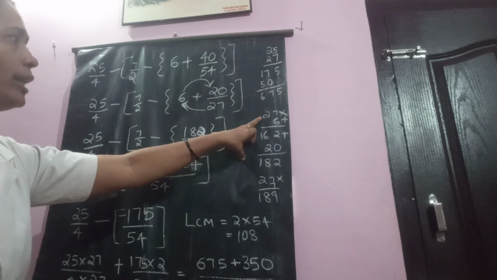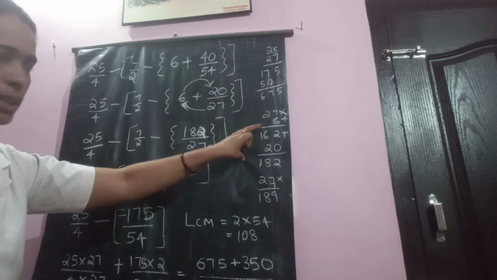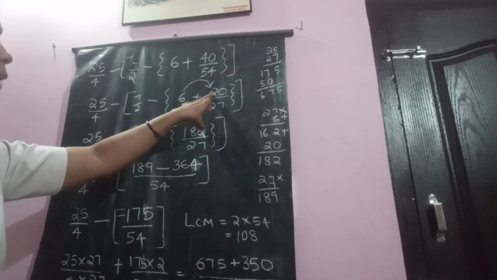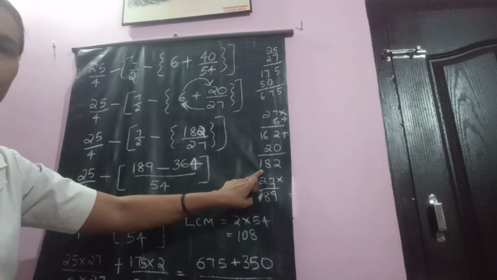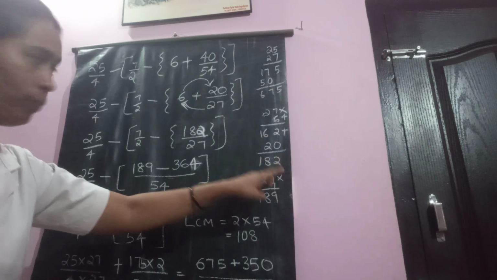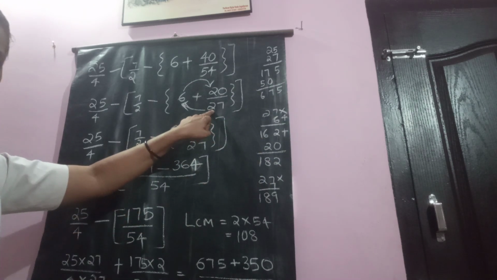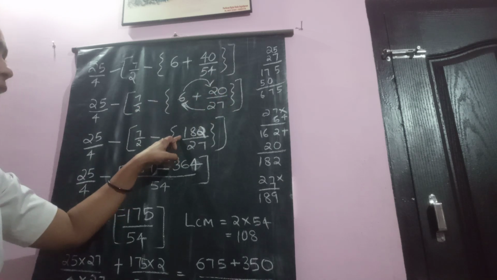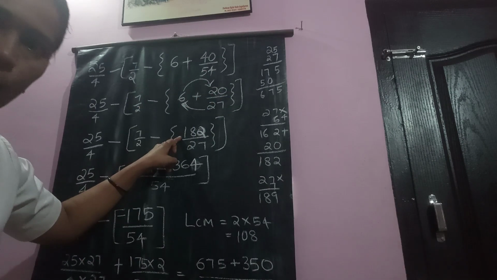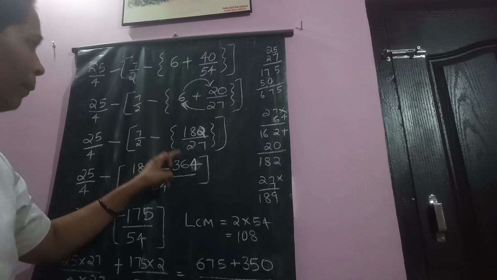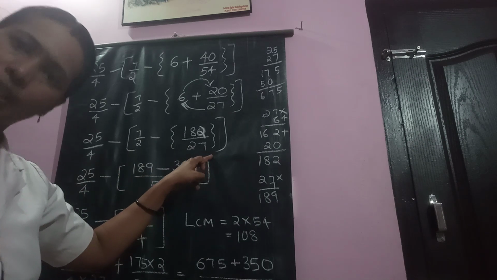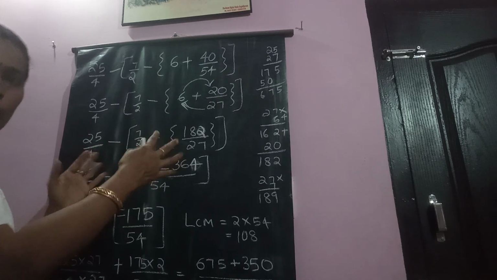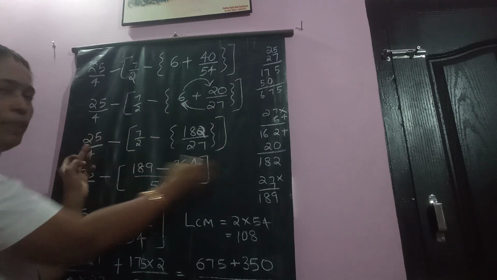Look at here. 27 into 6 teacher multiplied first. So teacher got 162. Then 162 plus this 20 teacher added. So how much teacher got? 182 by 27 itself. No change. Okay. So this curly bracket full we have 182 by how much coming? 182 by 27. Is it okay? Then let us move with another one. So teacher has removed this curly bracket. Let us continue with square bracket now.